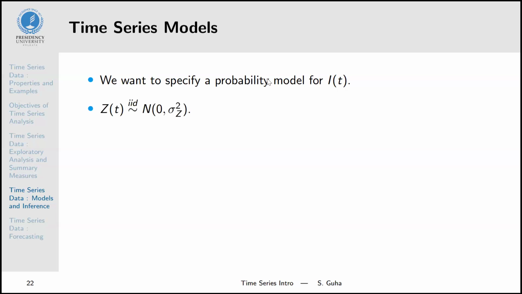Now we assume a very basic probability model. I assume that the Z_t are independent and identically distributed with a bell-shaped curve, and these Z_t would be a model for this I_t. Is it clear? Sir, please repeat. Yeah, so maybe I can explain it on the whiteboard.